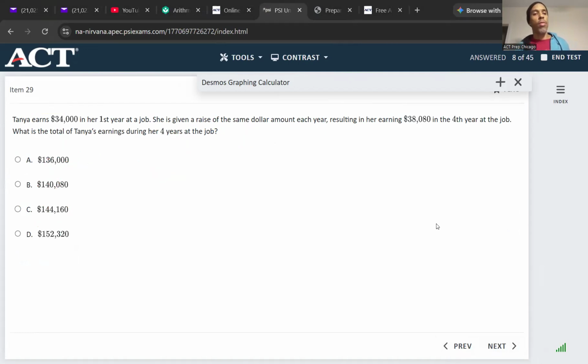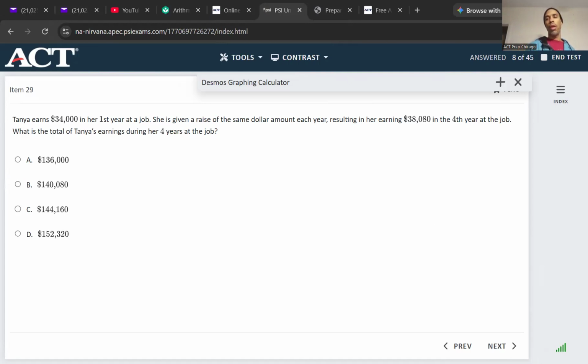Tanya earns 34,000 her first year at a job. She's given a raise of the same dollar amount each year. Didn't tell us what it is, resulting in her earning $38,080 in the fourth year at the job. So every year she gets an increase the same. That's linear, right? She got an increase by the same dollar amount. What is the total of Tanya's earnings during her 4 years at the job? So this is the sum of an arithmetic sequence.